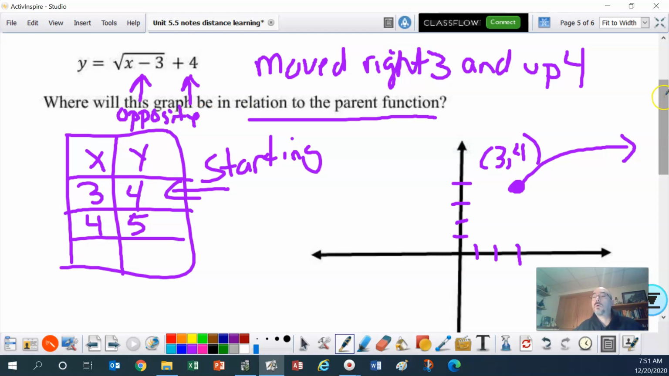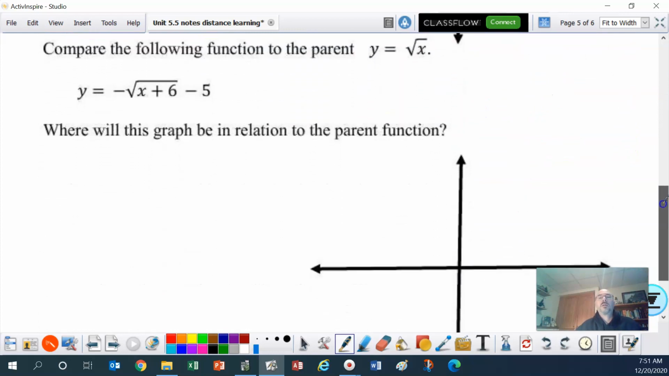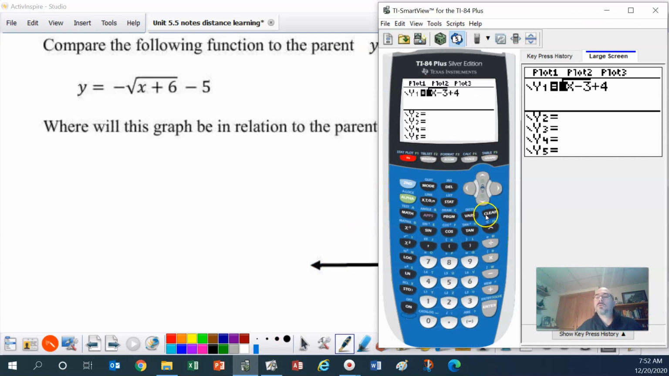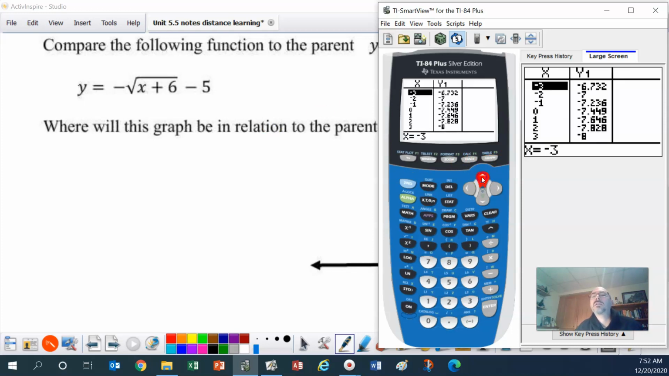All right, let's look at one more. This one's got a negative in front: negative square root of x plus 6, minus 5. So we have a negative, and then a square root, and then an x plus 6. Get out from underneath the square root, and then minus 5. I'm going to go to the table and scroll until I get to some error messages. See the errors? Now I'm going to scroll down, and look, there's the first one, negative 6, negative 5. That looks like it might be the starting point.